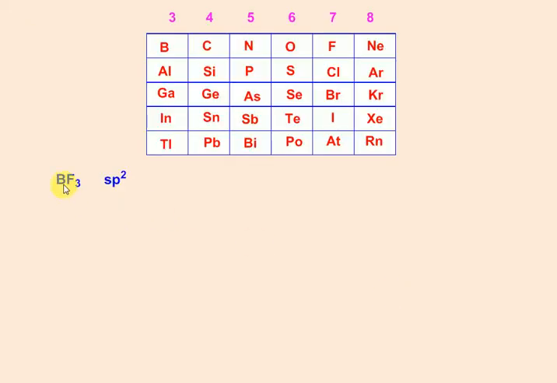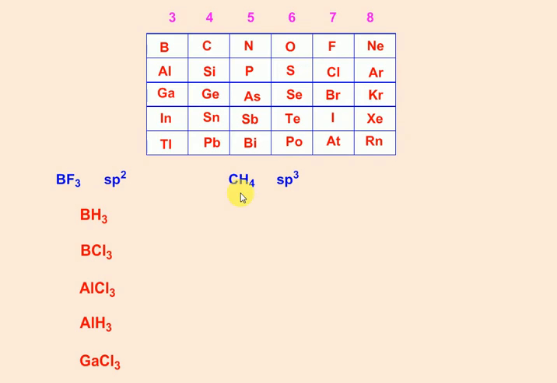Friends, as we predicted, BF3 is having sp2 hybridization, and in BF3 boron is trivalent. Boron is attached to 3 fluorine atoms. It means that all the compounds from the boron family which are having 3 bonds will have sp2 hybridization. So BH3, BCl3, AlCl3, AlH3, GaCl3 will have sp2 hybridization with trigonal planar geometry.